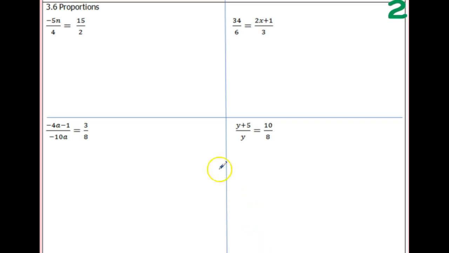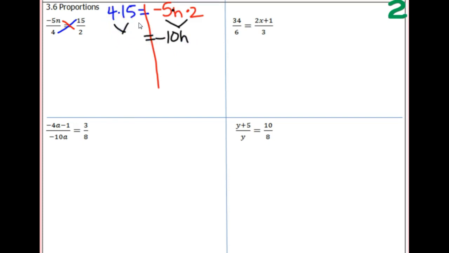These next few, also we are cross multiplying. Set it up just like we've been. 4 times 15 on one side. Set equal to the other, which is negative 5h times 2. Now remember, this is multiplied, so we can just multiply these numbers because it's all multiplication. Negative 5 times 2 is negative 10 with the h.